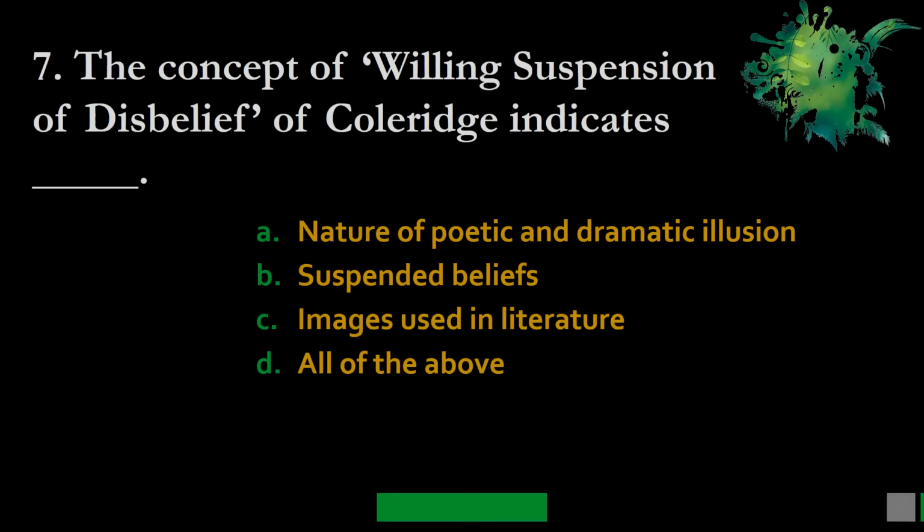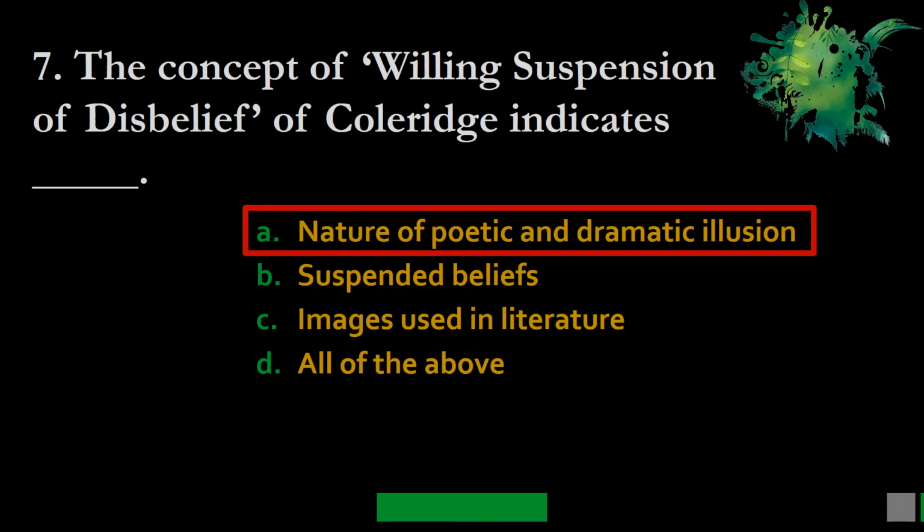Question number 7. The concept of willing suspension of disbelief of Coleridge indicates dash. Options are A. Nature of poetic and dramatic illusion, B. Suspended beliefs, C. Images used in literature, D. All of the above. So what is this willing suspension of disbelief? A concept again propounded by S.T. Coleridge. Please note down your option, and the correct option is A. Nature of poetic and dramatic illusion. So willing suspension of disbelief is nothing but it talks about the nature of poetry and its dramatic illusion.